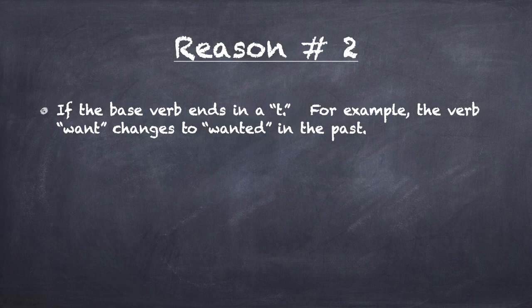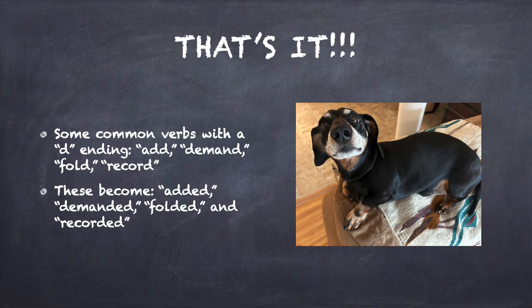Reason number two is if the base verb ends in a T. For example, the verb want changes to wanted in the past. So as we see, want ends in a T, and we simply add our ending and pronounce it wanted. That's it. We have our two reasons.